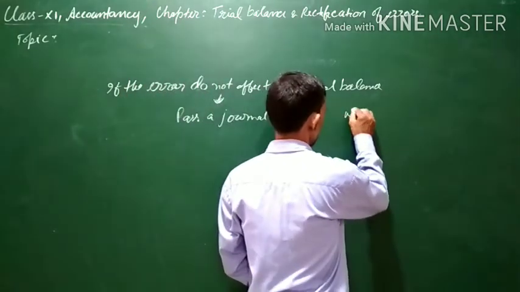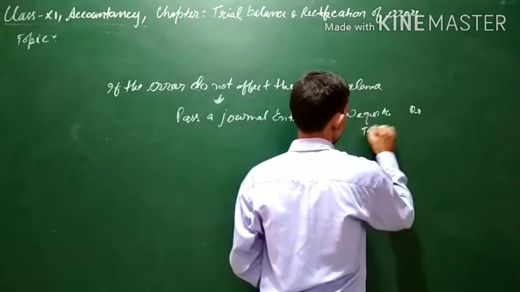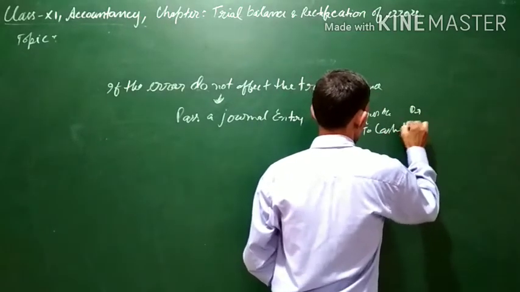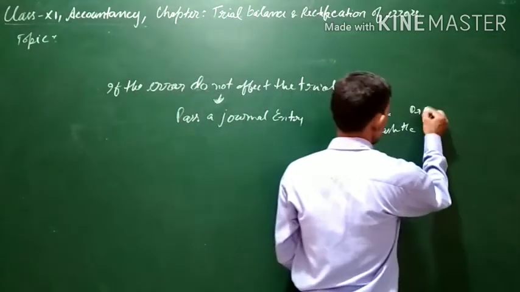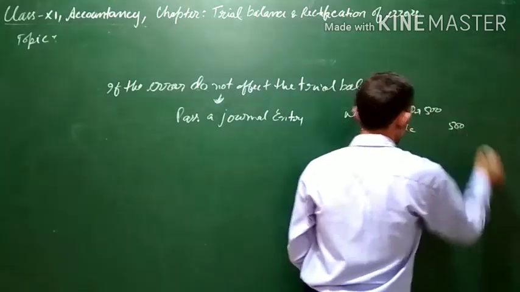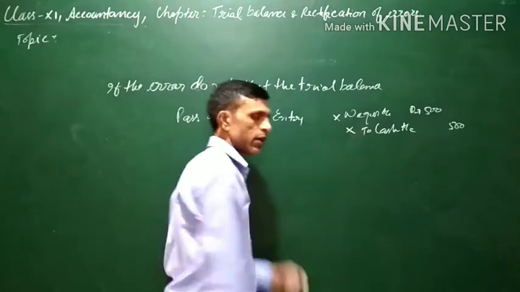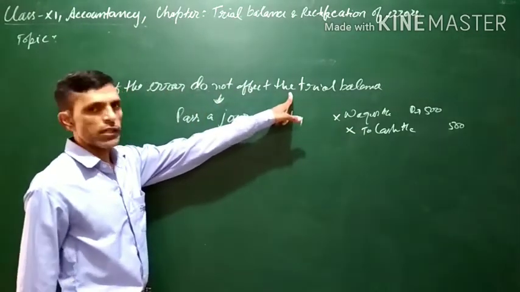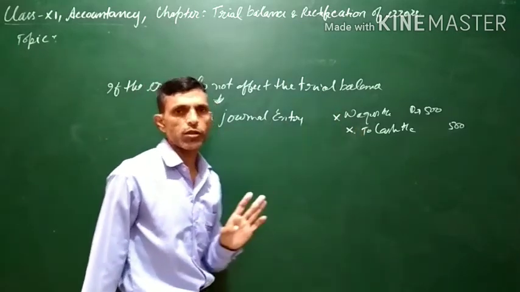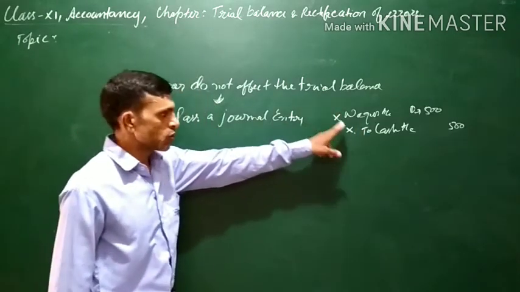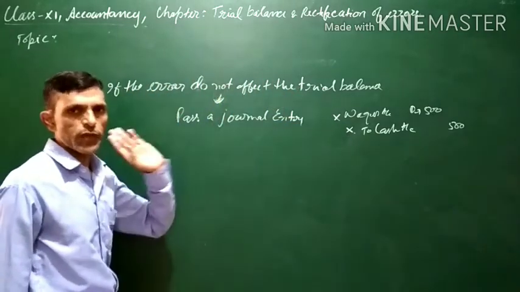For example, just now I told you, suppose wages has been paid and the entry was wages account debit to cash account. Now, if both aspects of the transaction are not recorded, then it will not affect the trial balance. If this transaction was to be recorded in the books of account and it is not recorded, then the trial balance will not be affected, and the trial balance will tally.